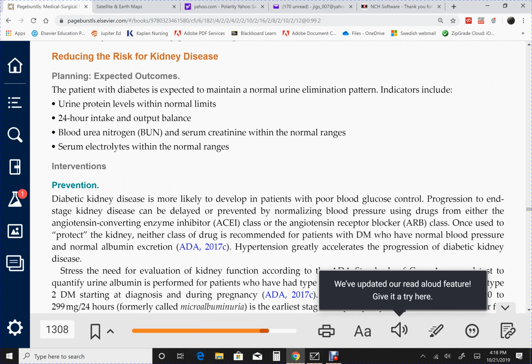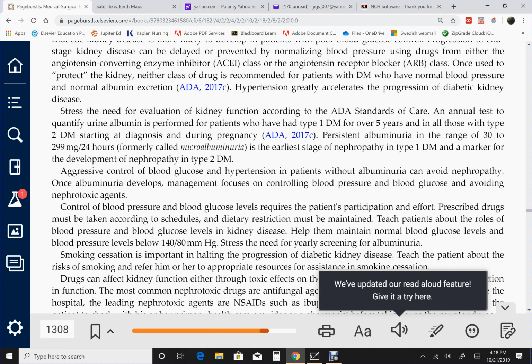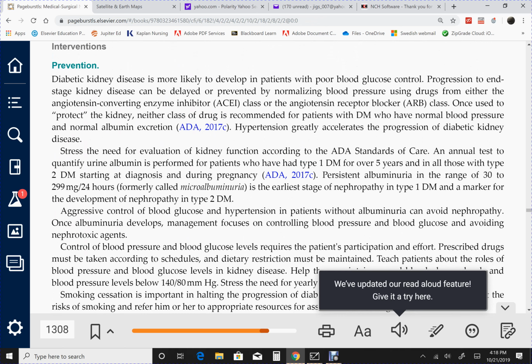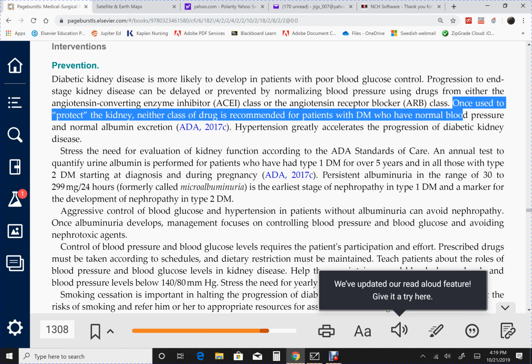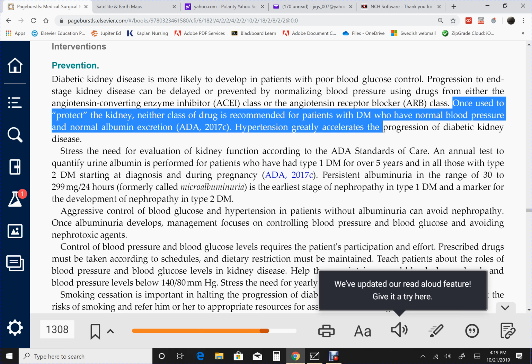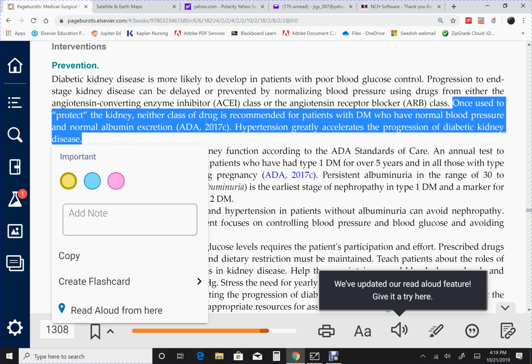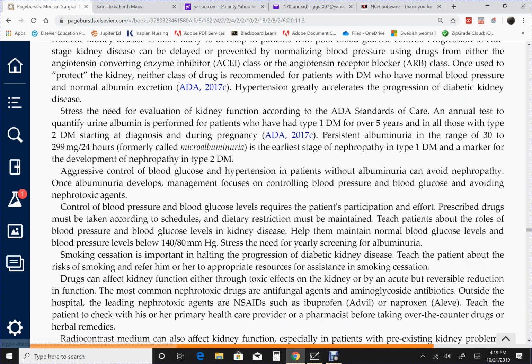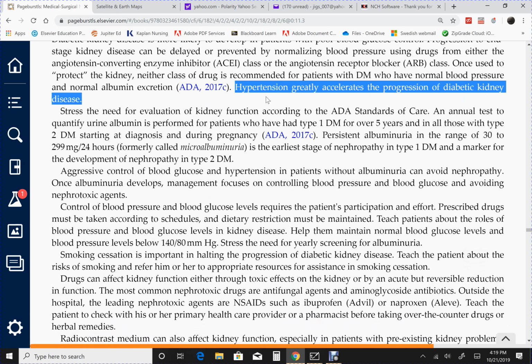Same thing for kidney disease. There are some preventive medications here, like ACE inhibitors, for instance. These may be options for physicians. This is the purpose. It says clearly here it is recommended for patients with DM who have normal blood pressure and normal albumin excretion, because hypertension does accelerate the progression of kidney disease.